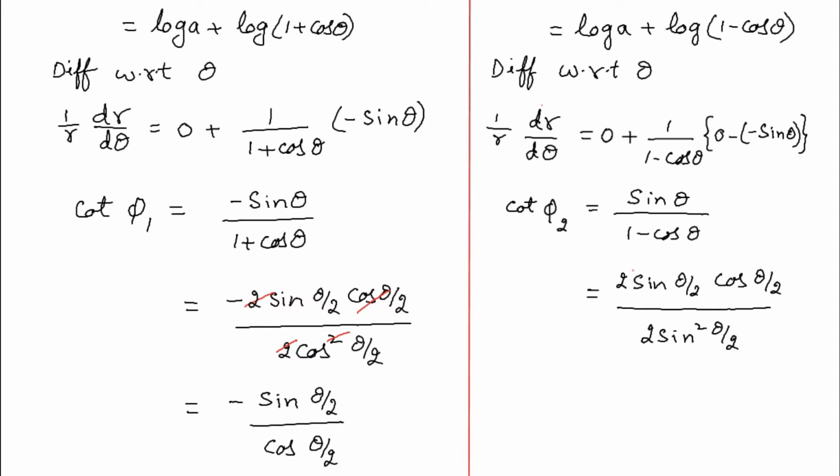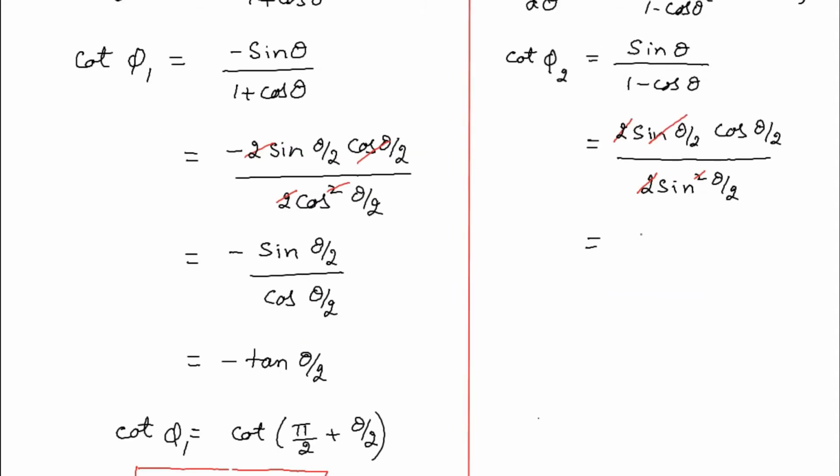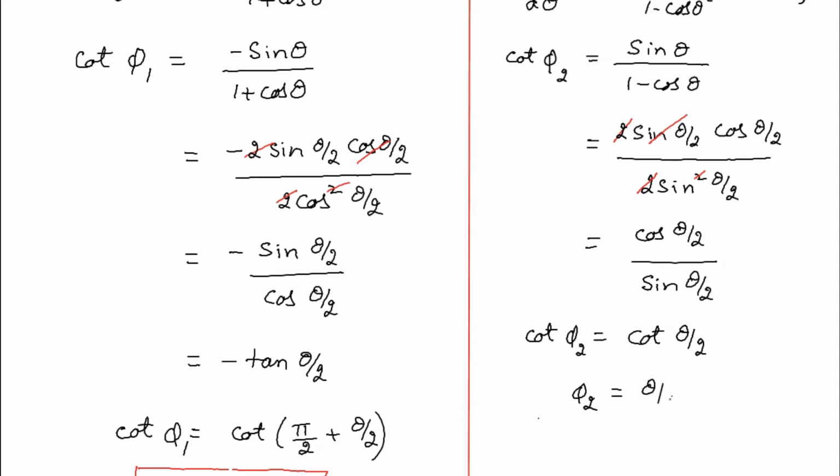So you can cancel out this 2 and 2. 1 sine theta by 2 will cancel out in the numerator and denominator. You will be left with cos of theta by 2 divided by sine of theta by 2. So this is nothing but cot of theta by 2. Therefore we have cot of phi 2 equal to cot of theta by 2. Therefore the value of phi 2 will be equal to theta by 2. So hence you got the value of phi 2 to be equal to theta by 2.